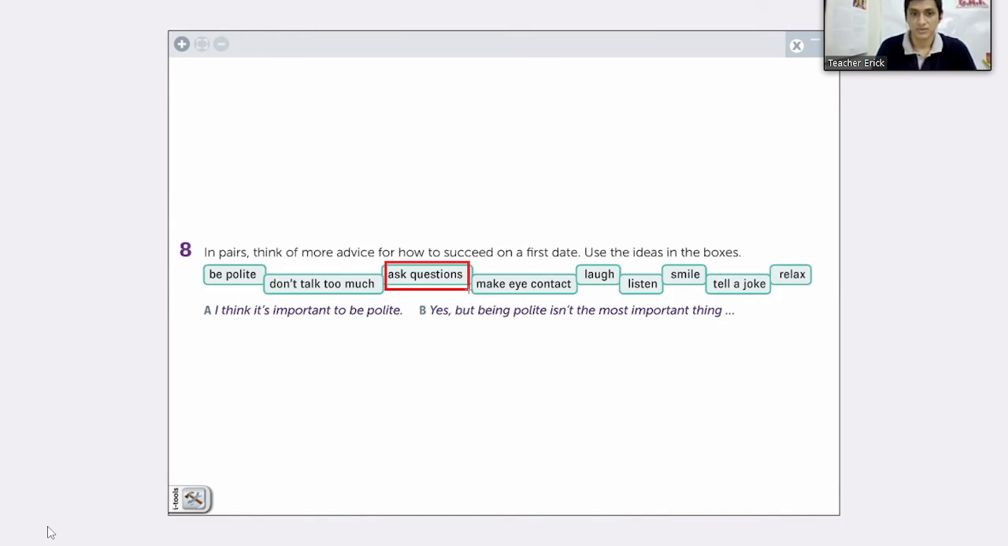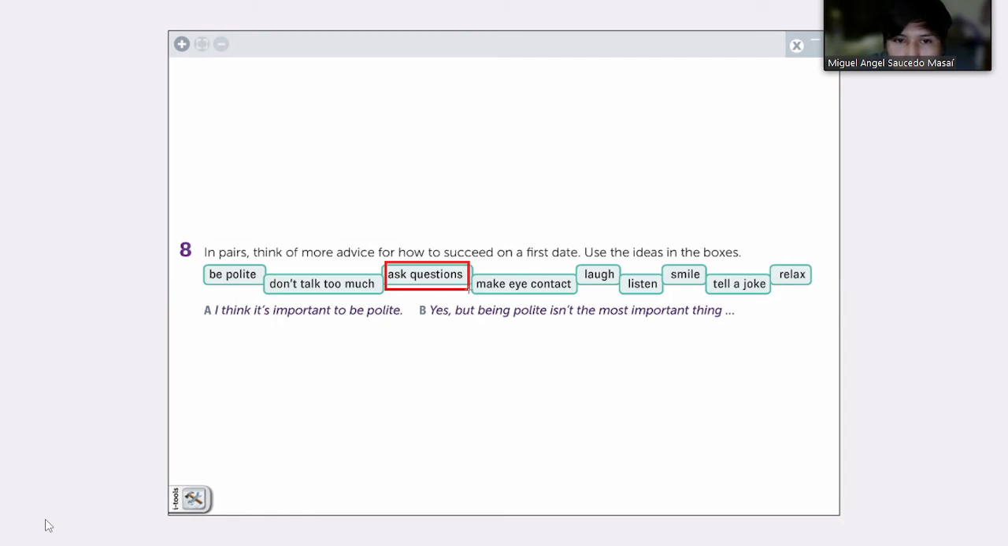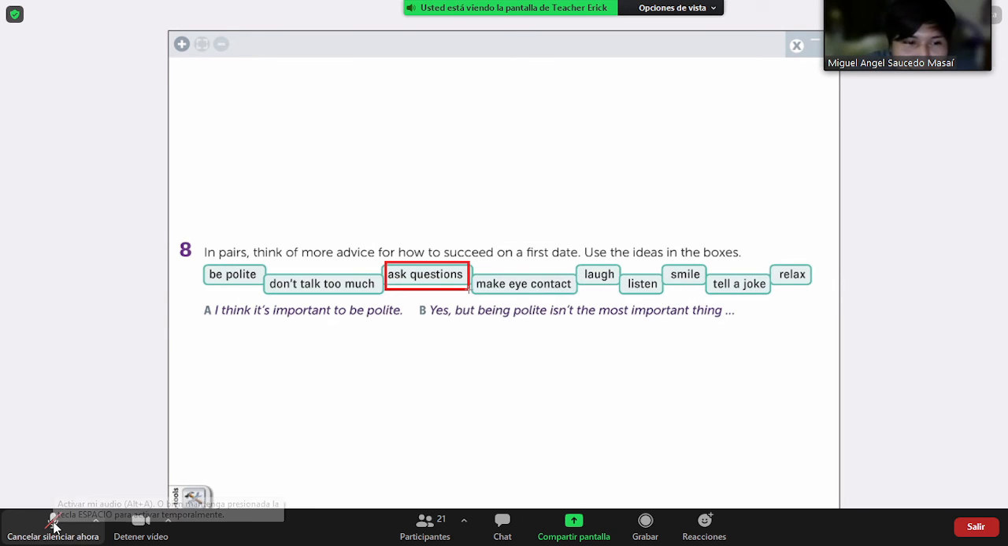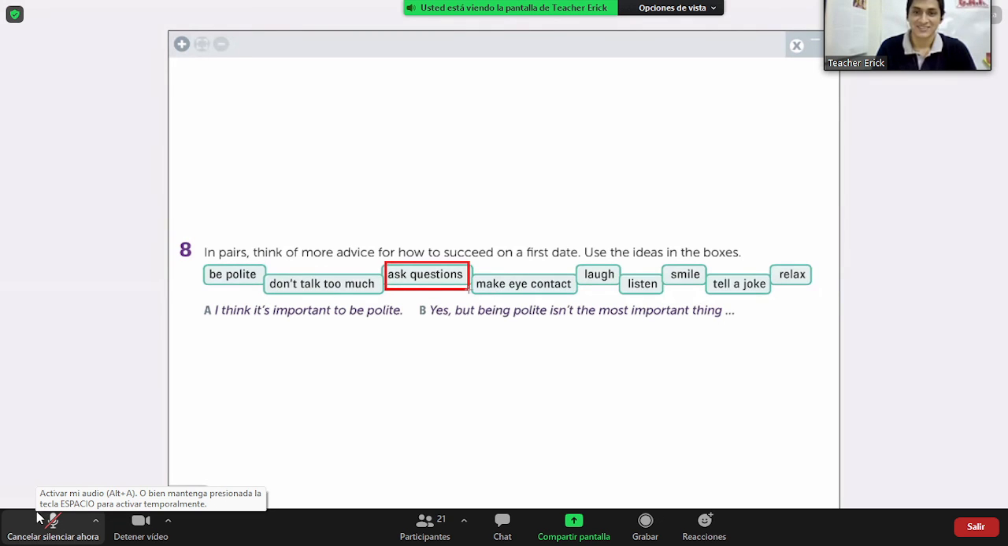It's important to choose the right question. Yes, Miguel? What are you saying? Quizás en la segunda cita es más importante. No, pero pues en la primera. No, en la primera no. Okay, it's not important asking questions.